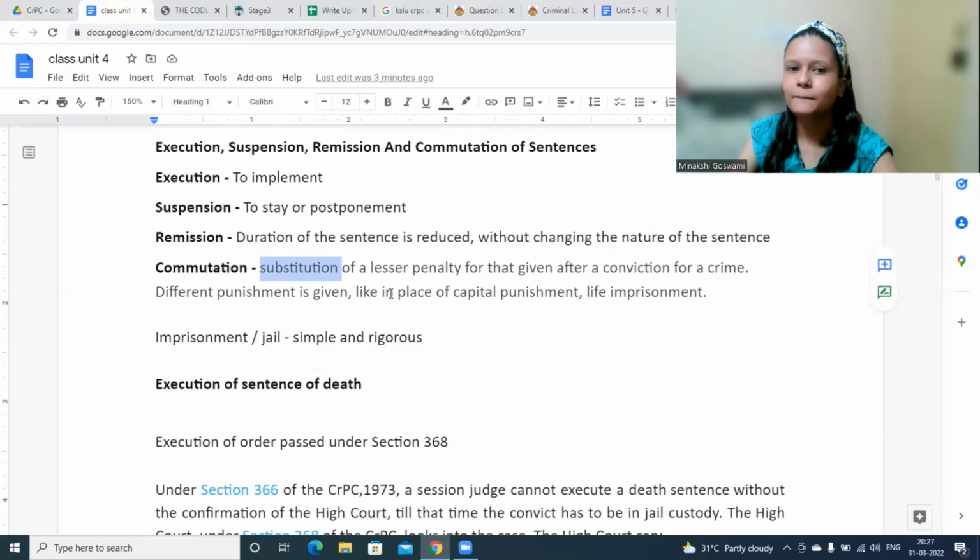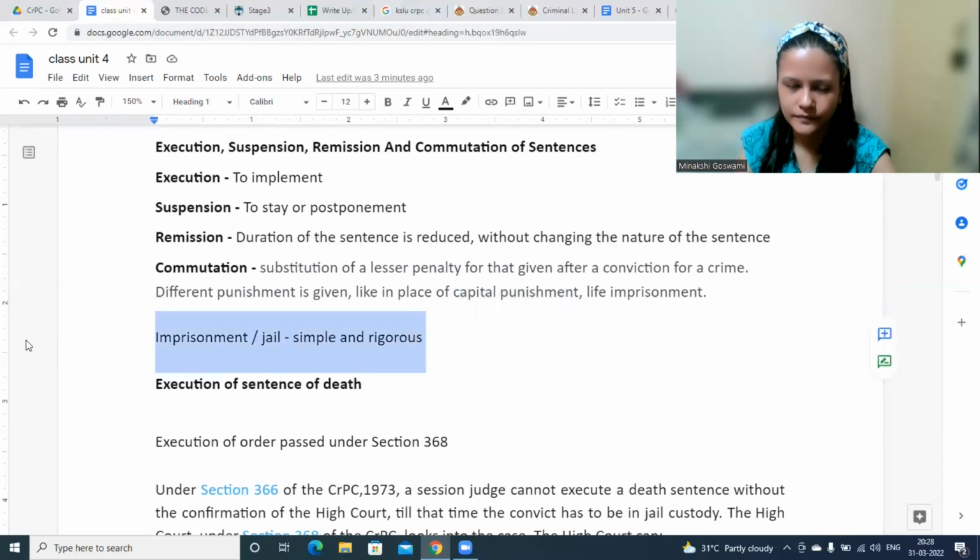Take for example, different punishments might be given. In case of the death penalty or capital punishment, it may be commuted to life imprisonment, substituted with a lesser punishment. Or from rigorous imprisonment of 7 years, it may be substituted to maybe simple imprisonment of 3 years, whatever it is. Substituting with a lesser penalty. Is it clear?